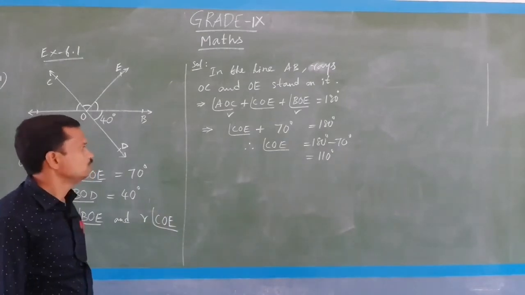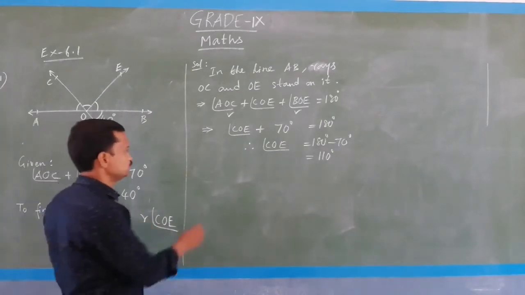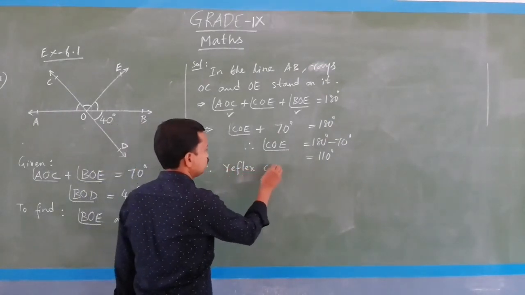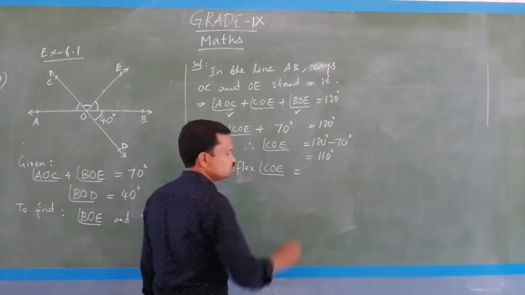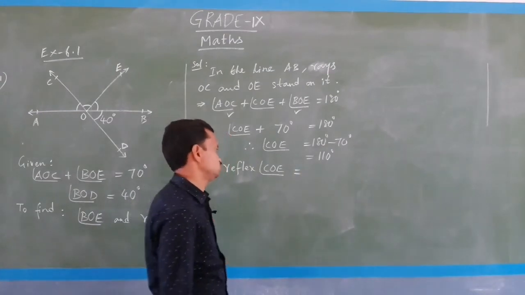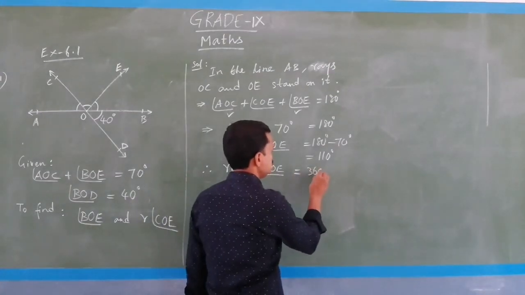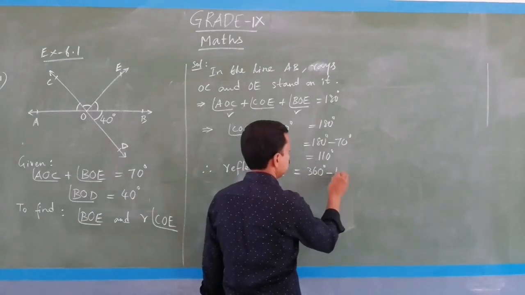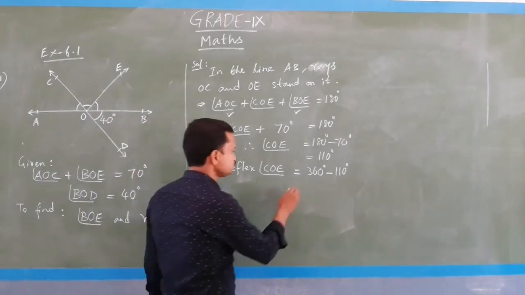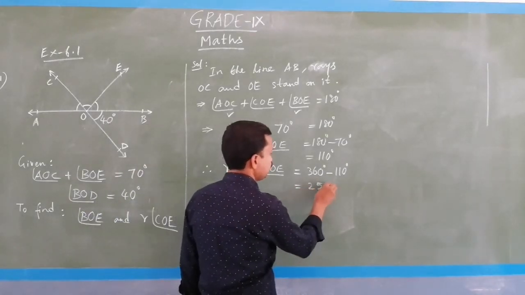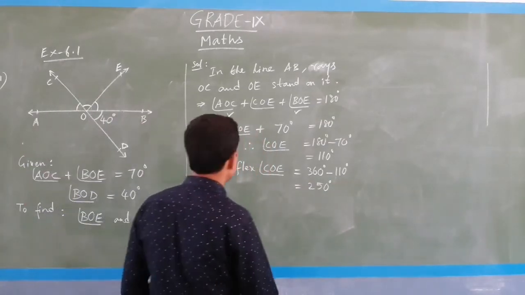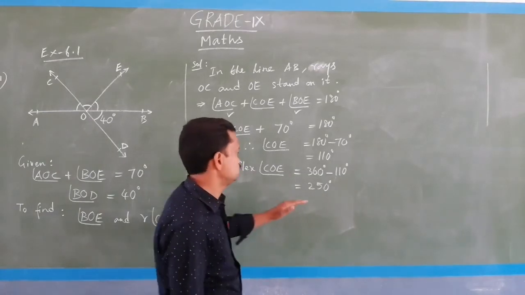And now we have to find the reflex of COE. Therefore, to find the reflex angle of COE, you have to subtract this 110 from 360. So, 360 degrees minus 110 degrees, what do you get? That is 250. Am I right? So, you can easily get the reflex angle of COE, that is 250 degrees.